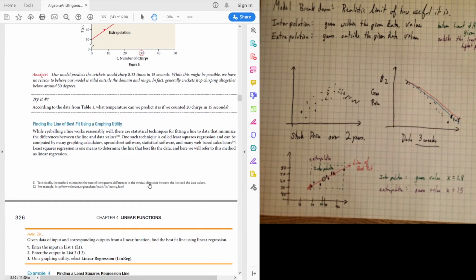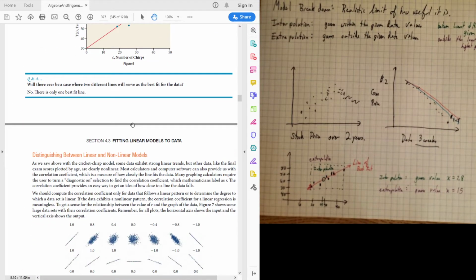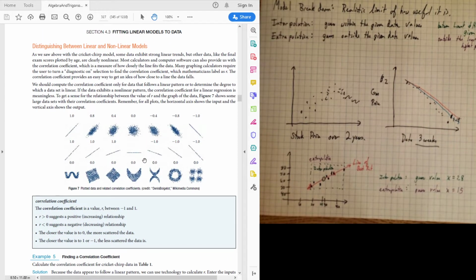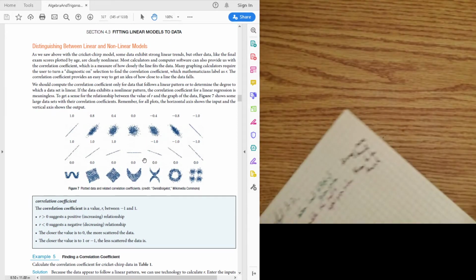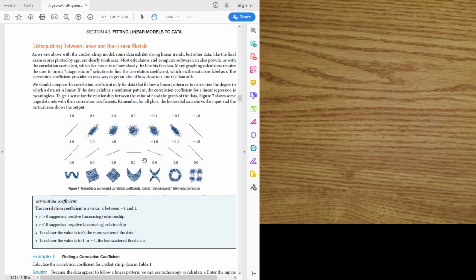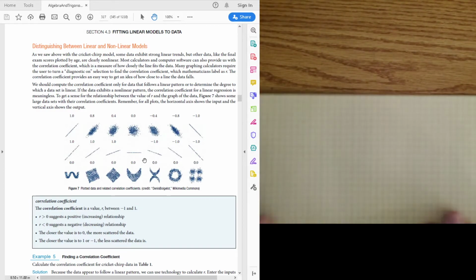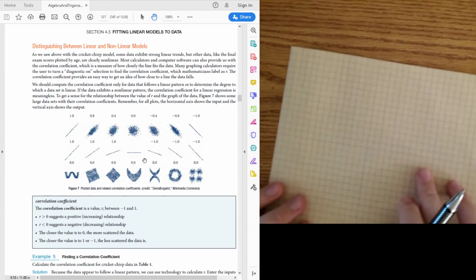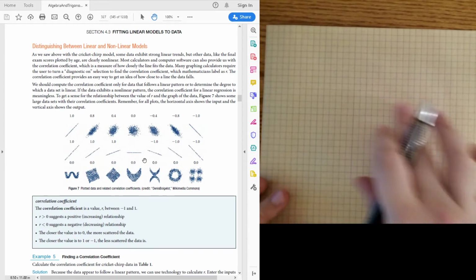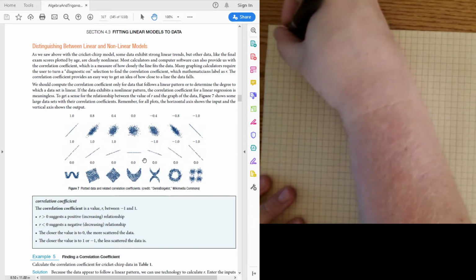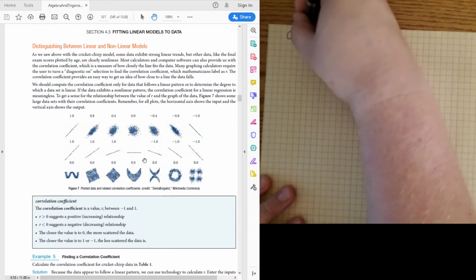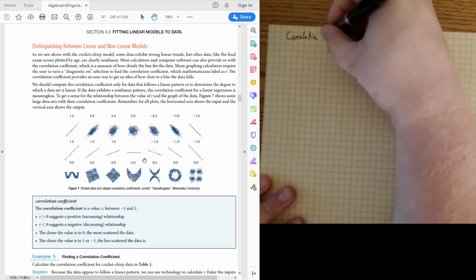All right, last piece for us, you can see how they do a lot of technology things, is called the correlation coefficient. Okay, last piece for the chapter. Correlation coefficient.